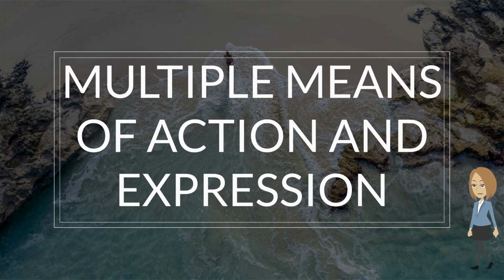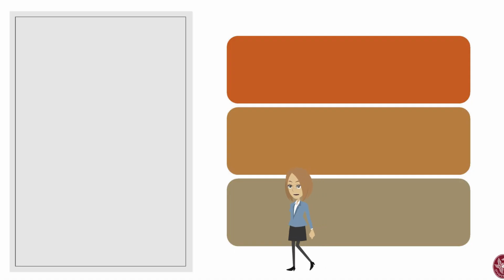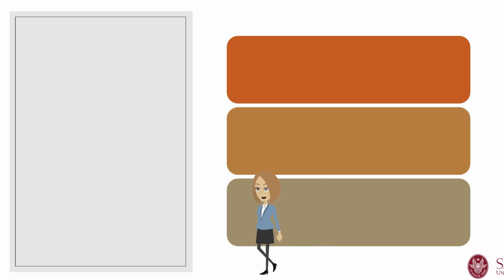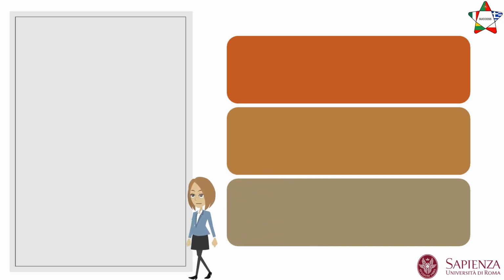Multiple means of action and expression. In this block, we are going to examine the multiple forms of action and expression. What are we talking about? It's about providing options for physical action, providing options for expression and communication, and providing options for executive functions.